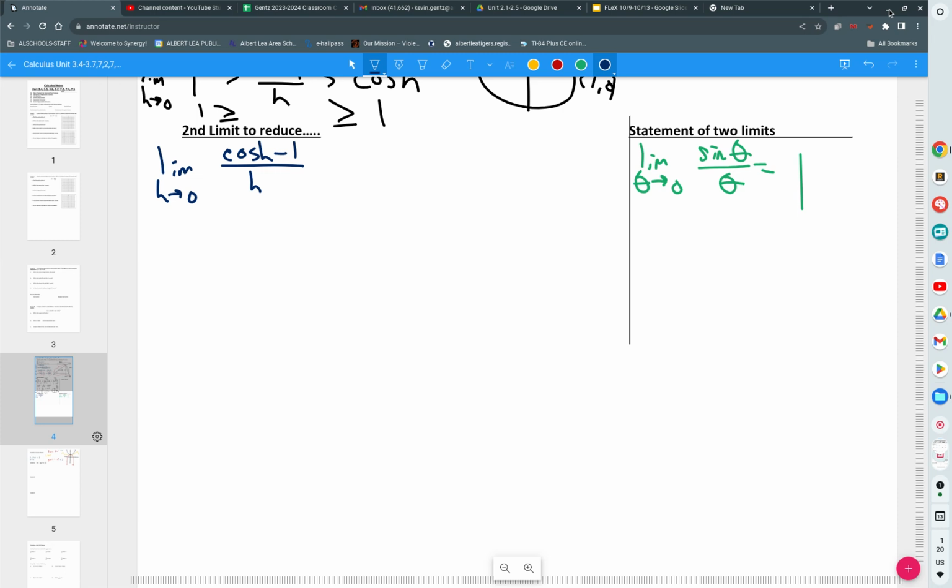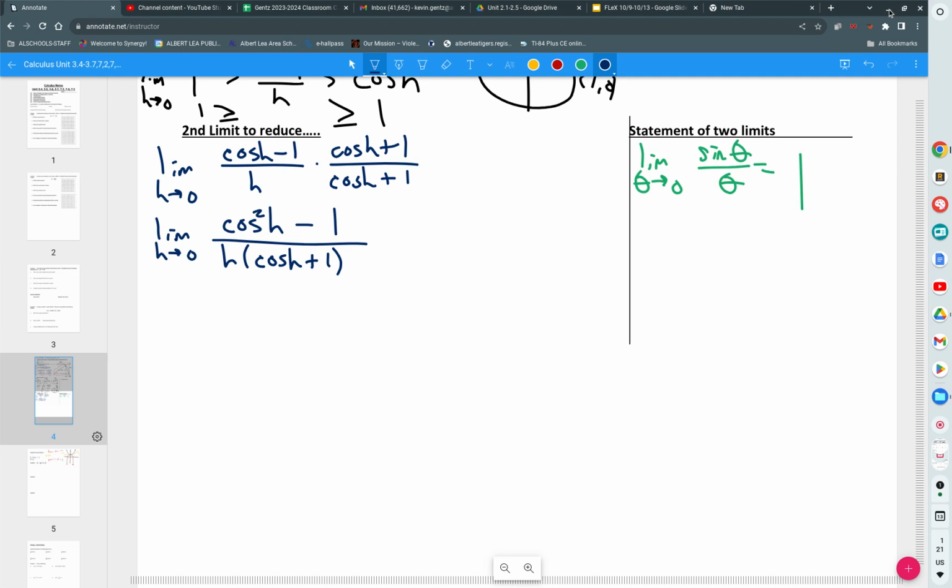I don't know how to do the math, so instead I'll do Spanish. So I can multiply by the conjugate, which is cosine h plus 1 over cosine of h plus 1. So I get the limit as h goes to 0 of cosine of h minus 1 times cosine of h plus 1, which is cosine squared of h minus 1, over h times cosine of h plus 1.